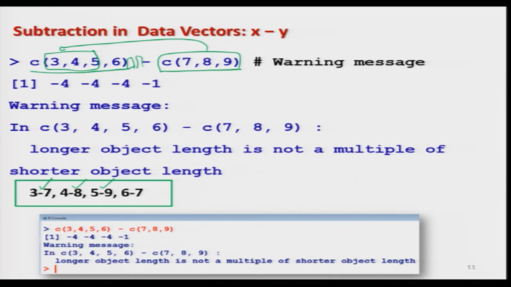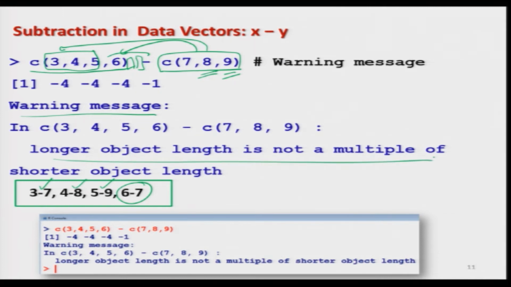So, there should have been 2 more values, that is what R is thinking, and it tries to transport this 7, 8, 9 to this position, 6. So, now the remaining element 6 will be subtracted by the first element of the second data vector, that is 6 minus 7, and it will give you the answer minus 1. But what to do with 8 and 9, R does not know, because we have not supplied the numbers over there. So, it will not do anything, but certainly it will give a warning message that the longer object length is not a multiple of the shorter object length.